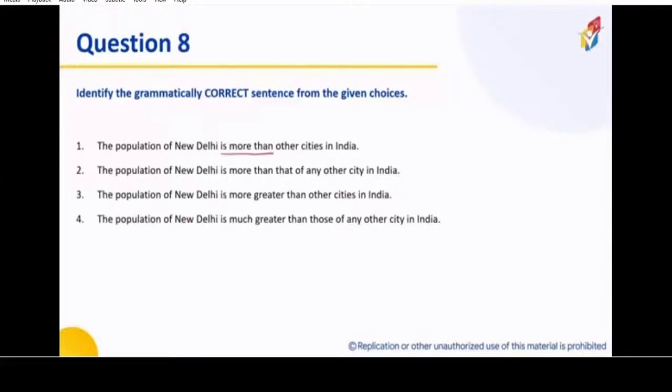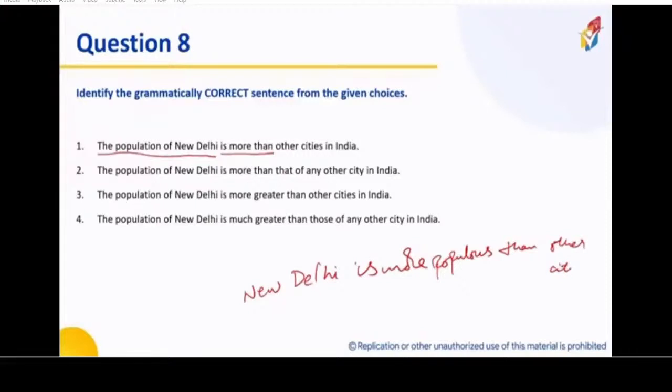One side is the same in its grammatical form as the other side. So you're saying the population of New Delhi should be compared to the population of other cities, not other cities. You can say New Delhi is more populous than other cities. That's fine, because you're comparing New Delhi itself to other cities. New Delhi is more populous than other cities. That's fine, because city to city comparison is okay.